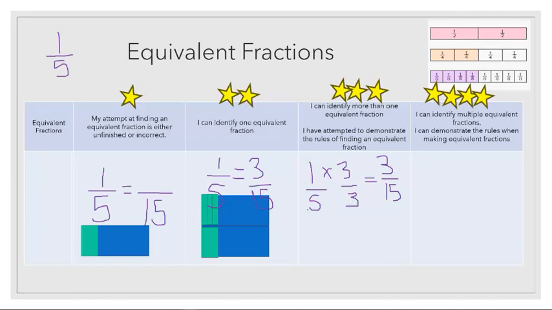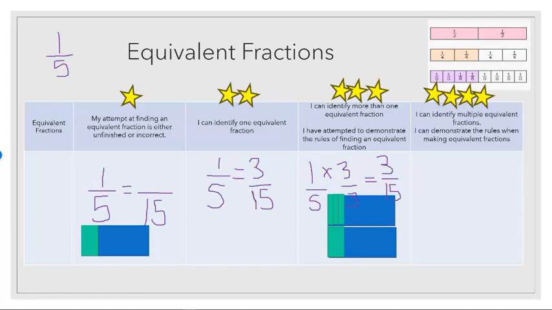So the rule is you do the same to the top as you do to the bottom. What have I multiplied 5 by to equal 15? I've multiplied it by 3. So I have to do the same thing to the top. 1 times 3 equals 3. So 3/15 is the answer there. And in terms of your diagrammatic representation, you would do it exactly the same way, because there's no difference. There, cool.